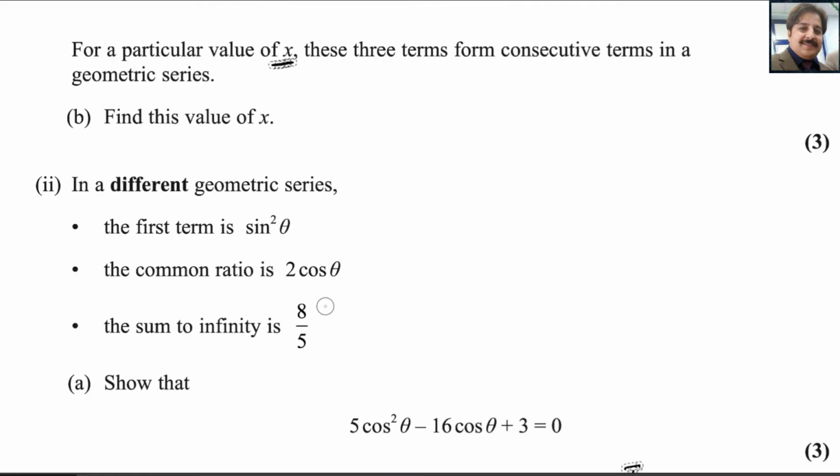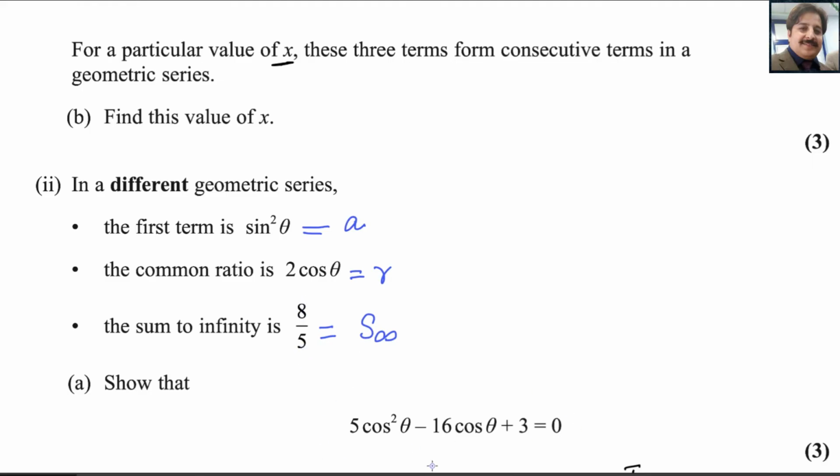For the second part, in a different geometric series, the first term is sine square theta. This is the first term, a. The common ratio is r, and the sum to infinity is S infinity. These three things are given.